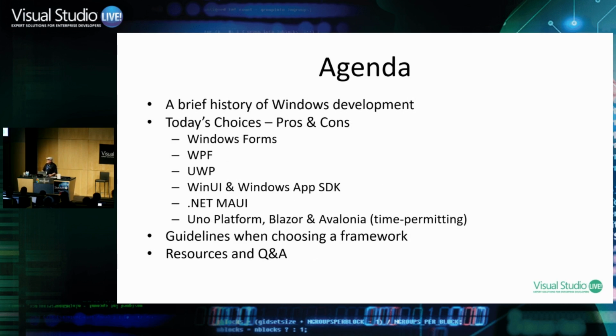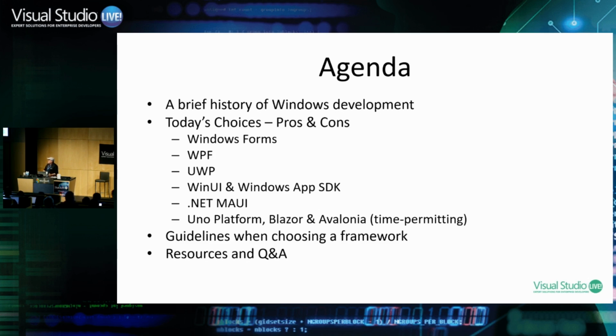So today's agenda will be looking at a brief history of Windows development to start out. We'll look at the choices available to .NET developers today. We'll touch on some pros and cons of each. We'll look at Windows Forms, WPF. UWP we'll touch on briefly. It's not going to be around for the long term, but there's still some existing stuff out there that you can use. WinUI and the Windows App SDK.